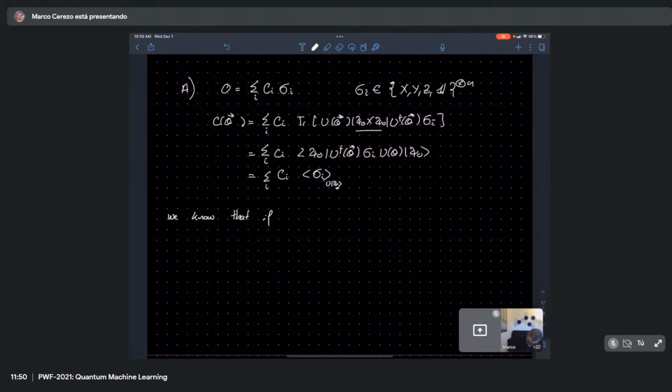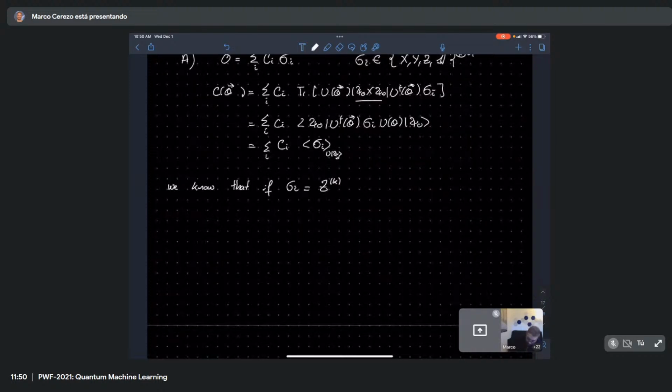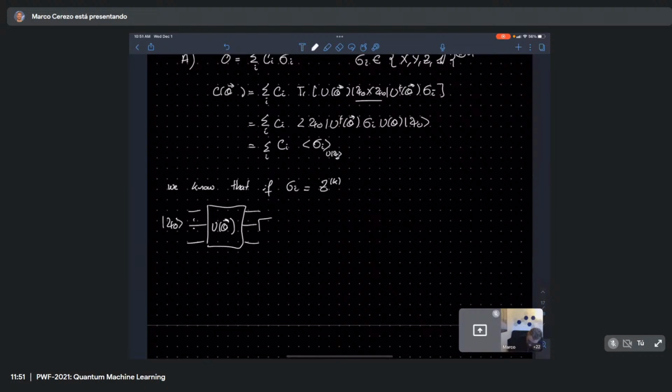We know that if sigma_i equals Z on some qubit k, then we just measure that qubit k. So for instance, in this case, we have a circuit that looks like this: I start in psi_0, I apply U of theta, and then I just measure the kth qubit. My measurement outcomes are going to be 0 on the kth qubit and 1 on the kth qubit. I'm just measuring one qubit, so I will just get 0 or 1 on that one qubit.